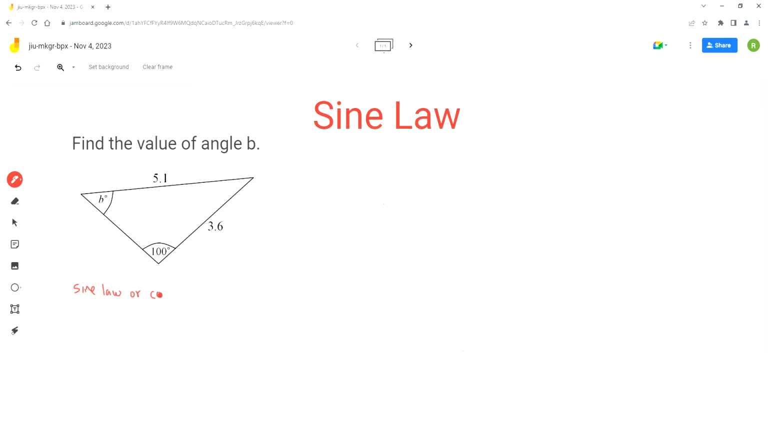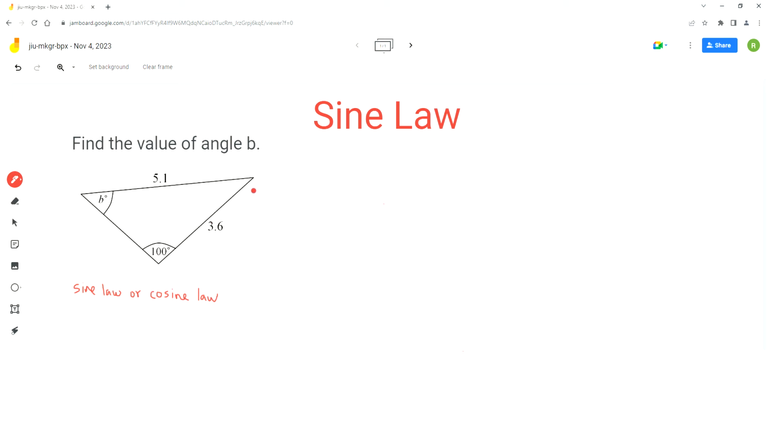Because if this was a right angle triangle, then we could have used SOHCAHTOA to find the measure of angle B. But in this case, since it's not a right angle triangle, we'll have to use sine law or cosine law. Now, how do we know whether we have to use sine law or cosine law? So we have to see what information we are given in this problem.